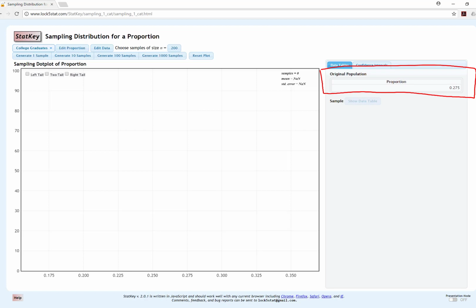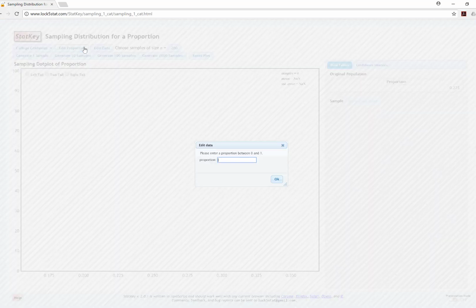This means that when we draw our simple random samples, they're being drawn from this population with a proportion of 0.275. When constructing a sampling distribution in StatKey from a known population, we can change this population proportion either by selecting a data set or editing the proportion. Here, you can enter any proportion between 0 and 1.